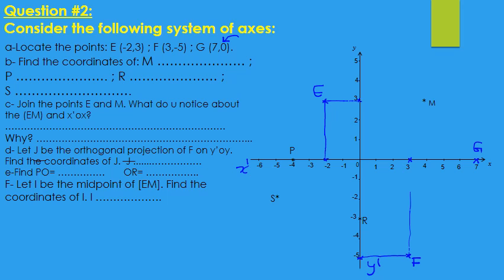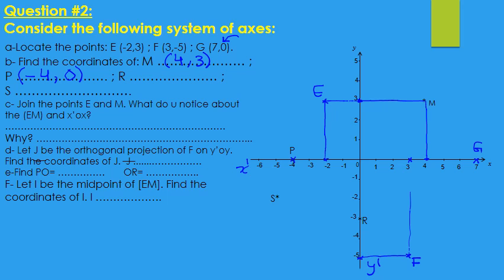Part B, find the coordinates of point M. This is M. We should draw an orthogonal projection from M down to the x-axis, and an orthogonal projection from M to the y-axis. Now we can see that it has an abscissa 4 and an ordinate 3. So M has (4, 3). Now let's look at P. We can see that P belongs to the x-axis, so it has an abscissa minus 4. Any point belonging to the x-axis has ordinate 0.